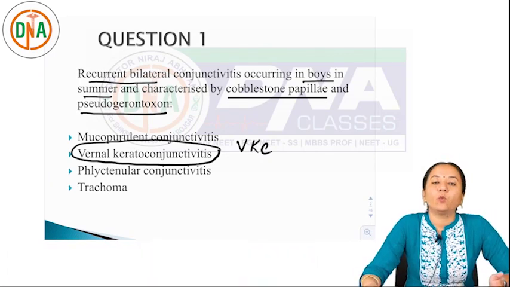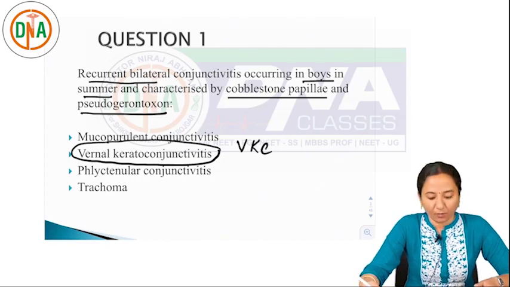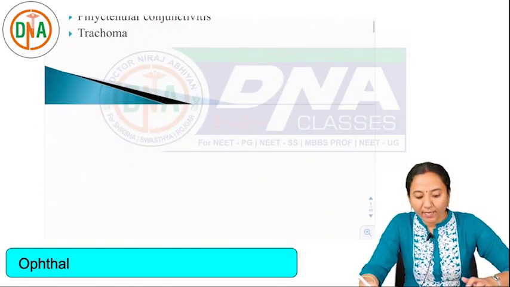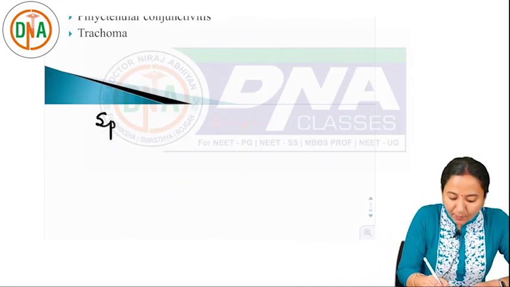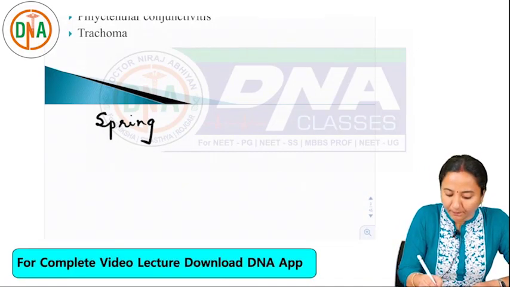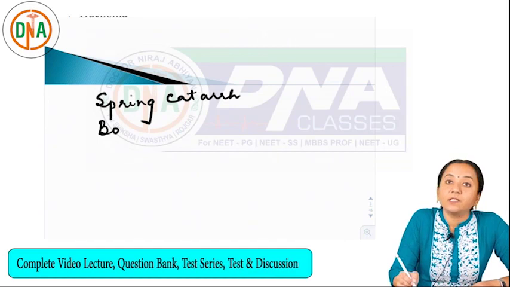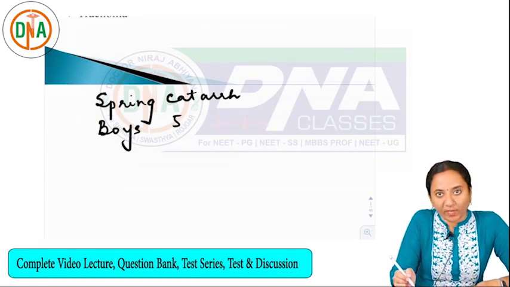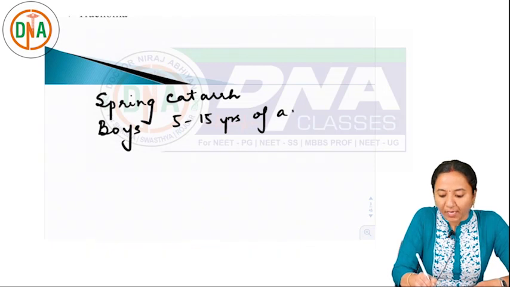So now let's come to what are the things we must memorize or read about this topic for MCQs. Vernal keratoconjunctivitis, the other name for this is spring catarrh. It is commonly seen in boys, as the question mentions, between 5 to 15 years of age.